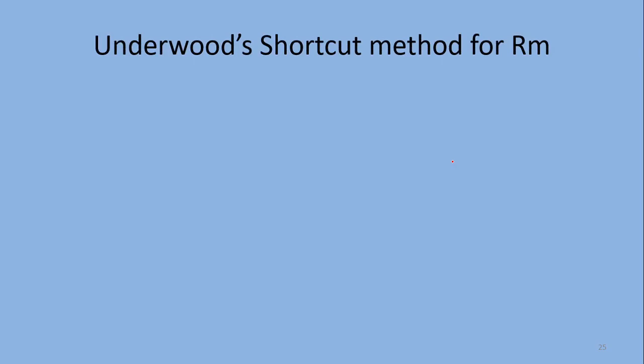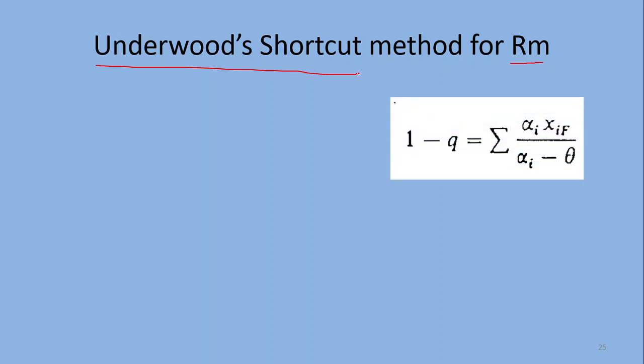Now come to the next step: how to calculate the minimum reflux ratio. That is the second step, and for it we can use the shortcut method, the Underwood shortcut method, for calculation of the Rm value. There are two equations. The first equation is 1 minus q is equal to the summation of xi alpha i F upon alpha i minus theta. So what is the meaning of all this? q is the feed condition. It can be 0, it can be 1, between 0 and 1, greater than, less than, and so on. So q is known to us.